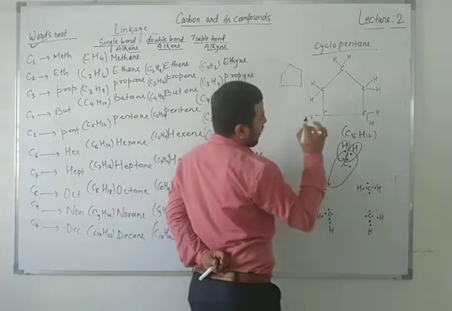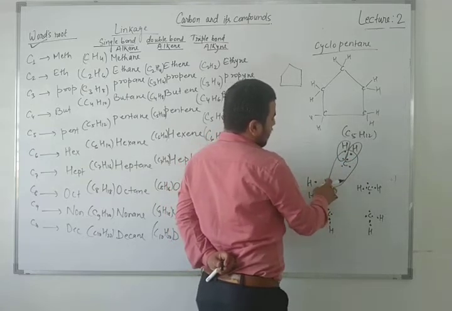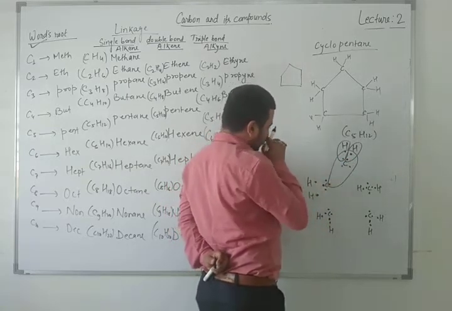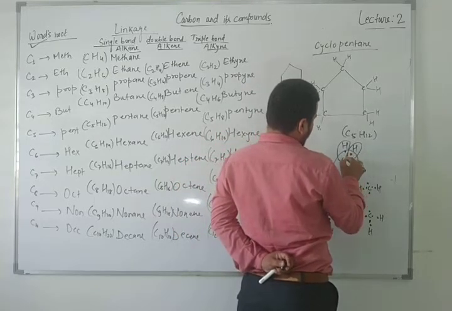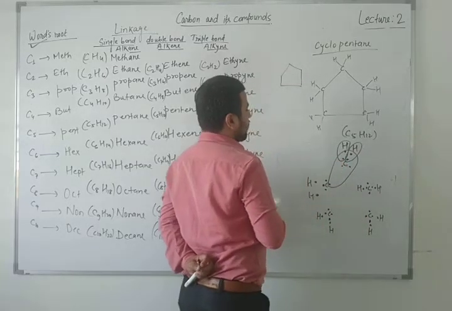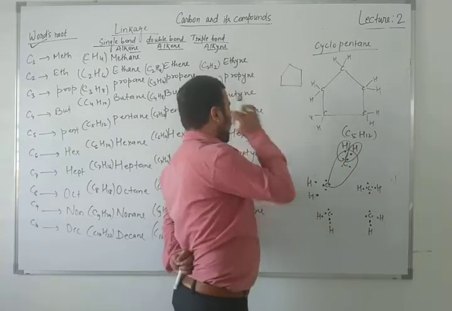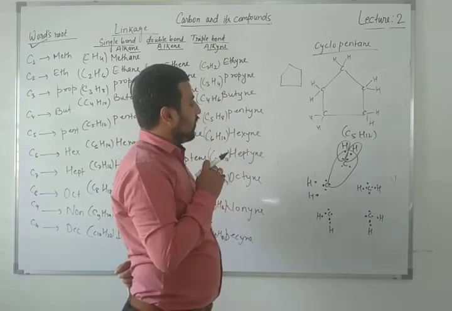So you can see this electronic dot structure. 1, 2, 3, 4, 5, 6, 7, and this one 8. 1, 2, 3, 4, 5, 6, 7, 8, right? So you can see this electronic dot structure. All the carbons should have 8 electrons by sharing their electrons with each other, right?